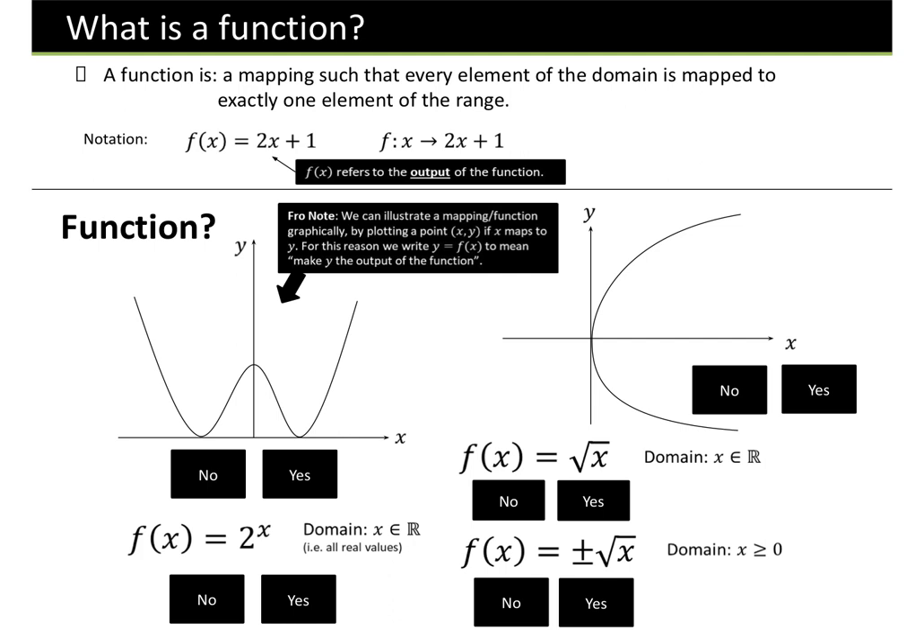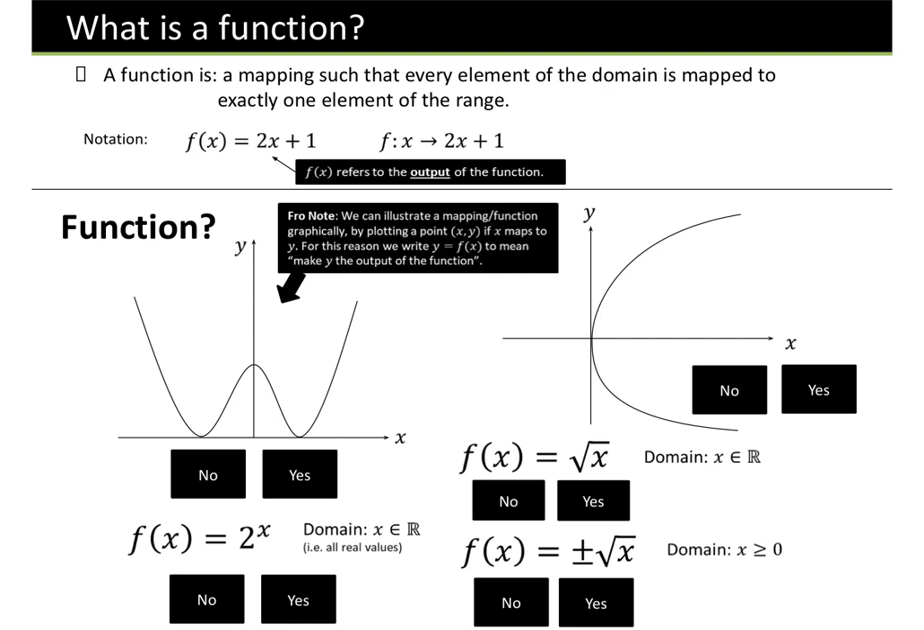It says our notation is that we typically see things written as f of x is equal to 2x plus 1. Sometimes when we talk about a function, we'll write it as f, then a colon, and x maps to 2x plus 1. They really just mean the same thing. You sometimes get asked, is something a function? It says we can illustrate a mapping or a function graphically by plotting a point (x, y). If x maps to y, then for this reason we would write y is equal to f of x, to mean make y the output of the function.